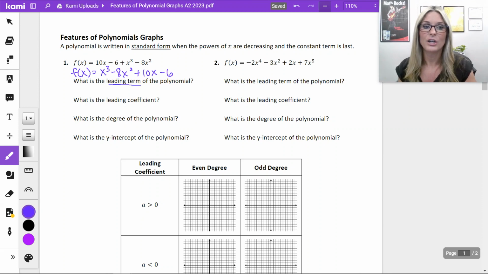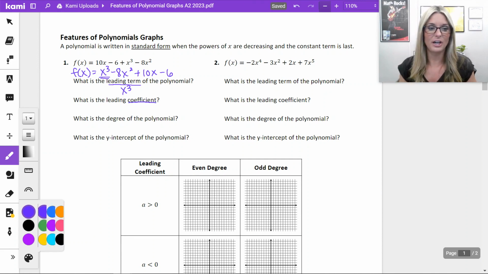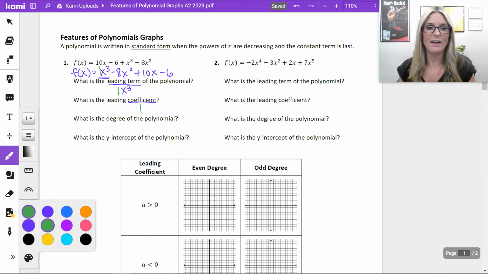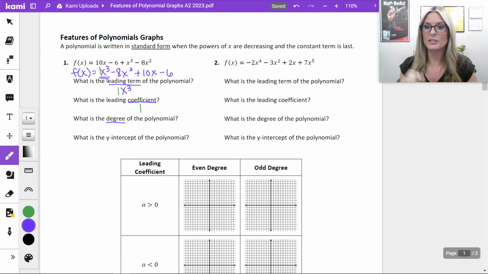What is the leading term of the polynomial? The term is the entire piece that's added or subtracted in our polynomial. Now that we've put it in order, it's x cubed. Second question, what is the leading coefficient? We're still looking at that leading term. That leading term had an understood 1, so our leading coefficient is 1. What's the degree of the polynomial? The degree is going to be your highest exponent seen in your leading term. When we put it in standard form, our degree was 3, so this would be a cubic polynomial.